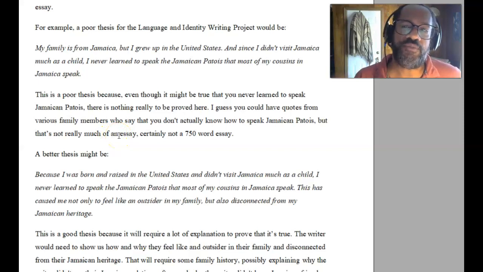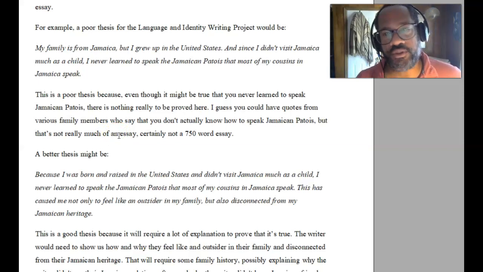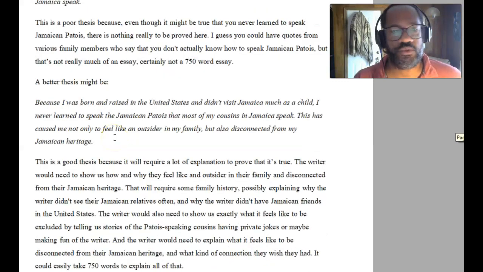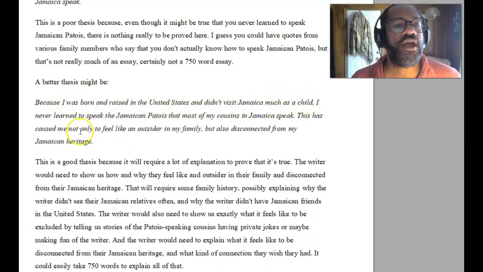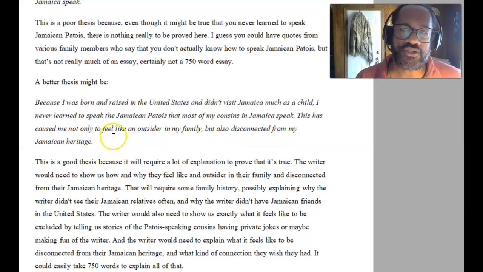So, see, there's nothing to prove because this person just states facts. I grew up in the United States, and so I didn't learn how to speak Jamaican patois. And so there's not much to say about that. There's no essay there. So let's look at what a better thesis would be, one that clearly sets up a 750-word essay. Because I was born and raised in the United States and didn't visit Jamaica much as a child, I never learned to speak the Jamaican patois that most of my cousins in Jamaica speak. This has caused me not only to feel like an outsider in my family, but also disconnected from my Jamaican heritage. So, see, I've added some extra information in here.